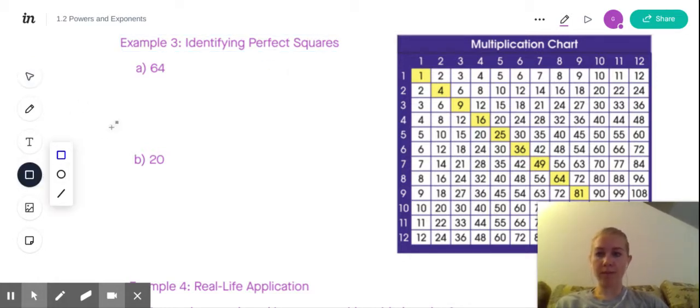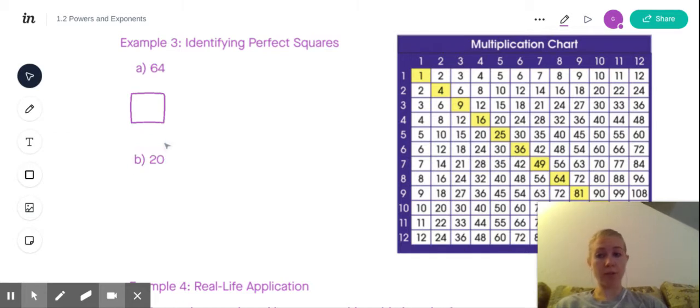Well, let's think of, first of all, a square. What makes a square a square? Well, a square is a square because all of the sides are equal lengths. So when we're identifying perfect squares, we want to figure out, can this number, in this case 64, be a square, in that can two numbers multiply together, that's the same number, to equal 64?